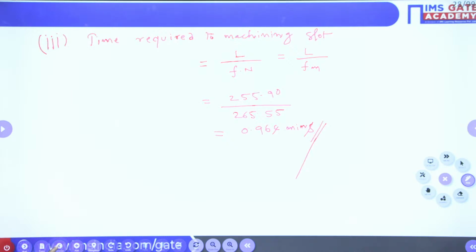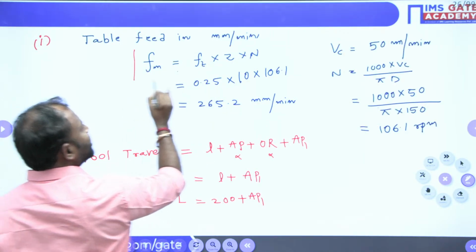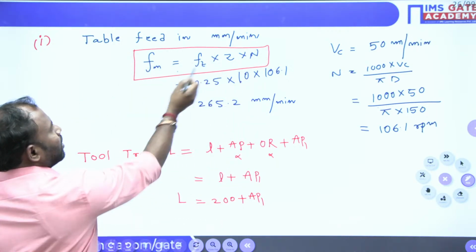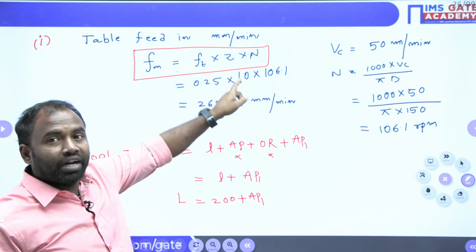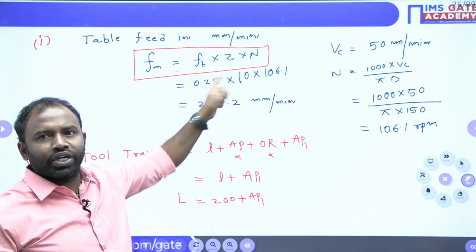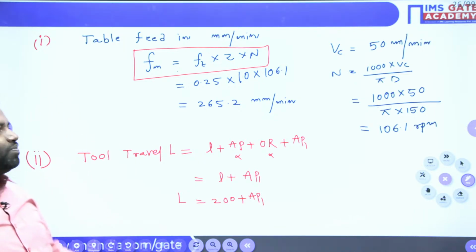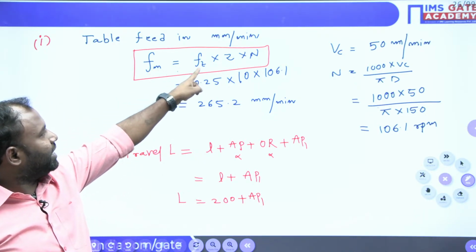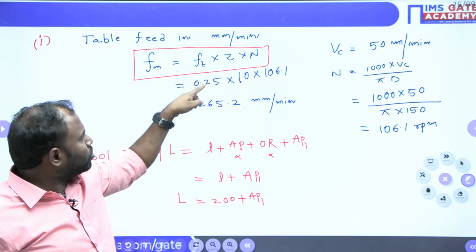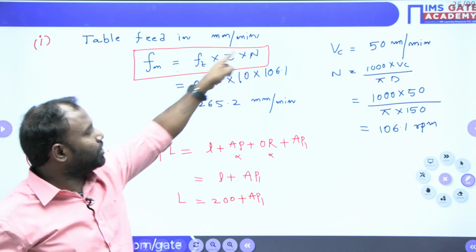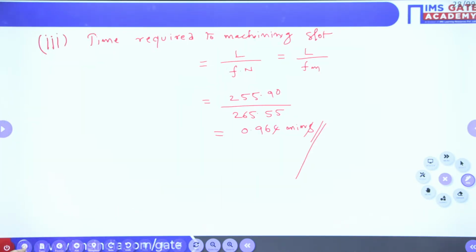Here I gave you the formula that table feed in mm per minute is equal to this relation, which you are supposed to remember. Now if you check the units, the unit is given as mm per tooth per revolution. Here it is ft, mm per tooth per revolution, so tooth and revolution will get cancelled, so that you get mm per minute. Clear everybody? Let us go for the next question.